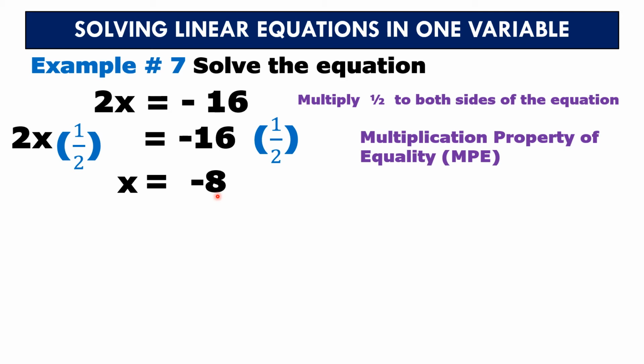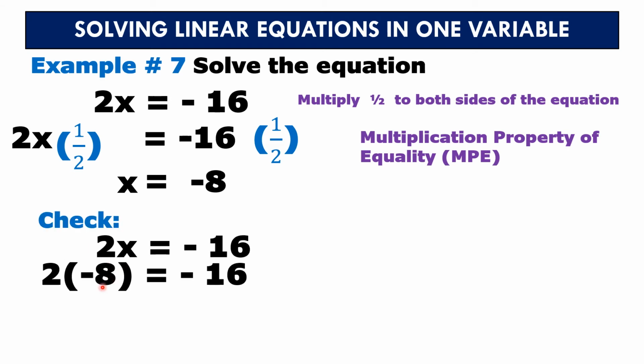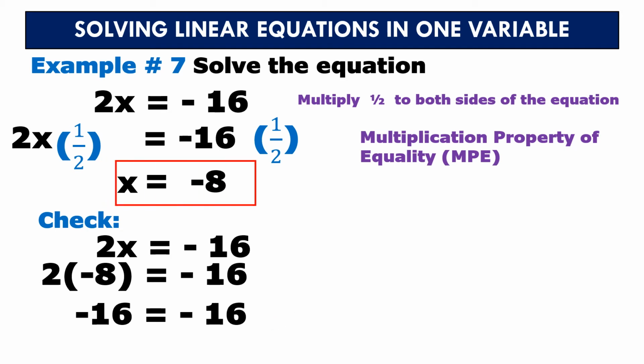So, check natin if the answer is correct. So, substitute the value of x to negative 8. So, we now have 2 times negative 8 is equal to negative 16. So, negative 16 is equal to negative 16. So, this is true. So, therefore, negative 8 is the solution of the equation.